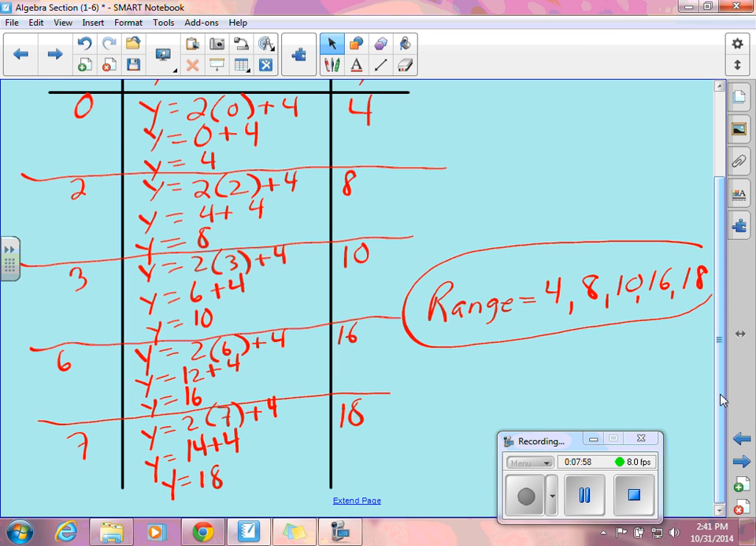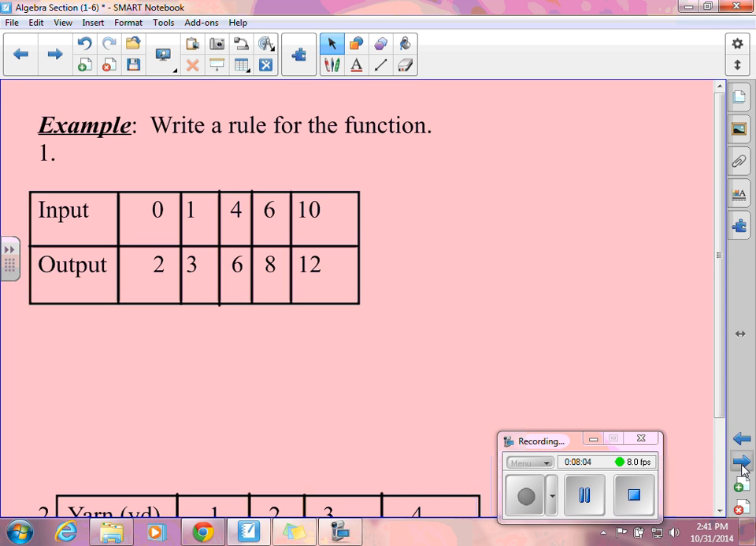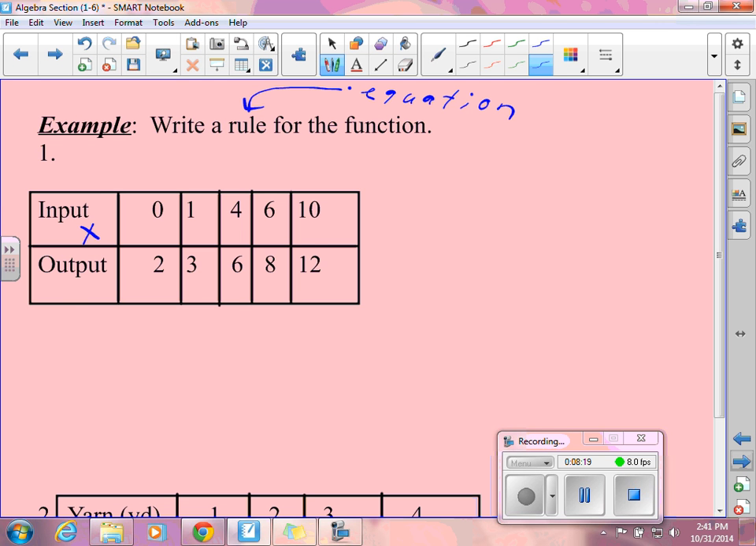We're going to write a rule for the function. Now, when we write a rule for the function, it's the same thing as saying an equation. So I'm going to come up with an equation. When I do input, I like to use x. When I do output, I like to use y. You don't have to, but most of the time, this is what happens. When we look at this, we're going to look at what do you do to the input to get to the output?